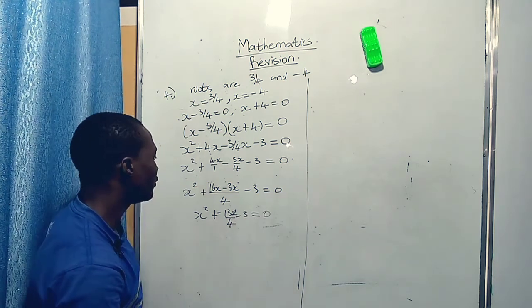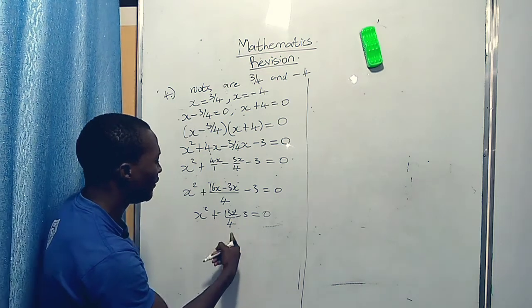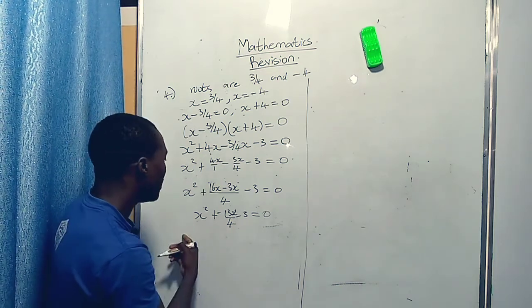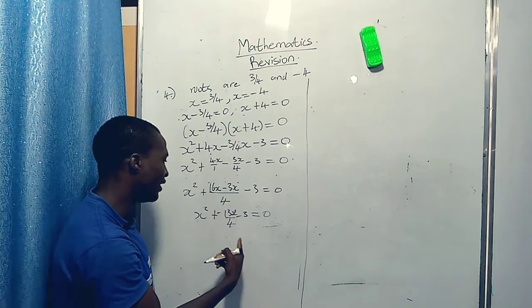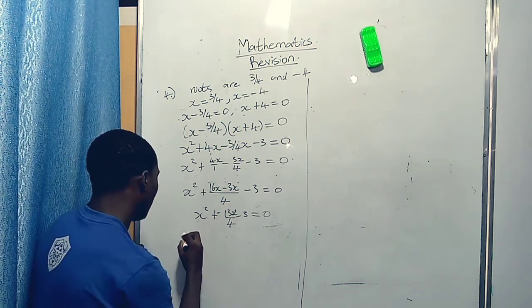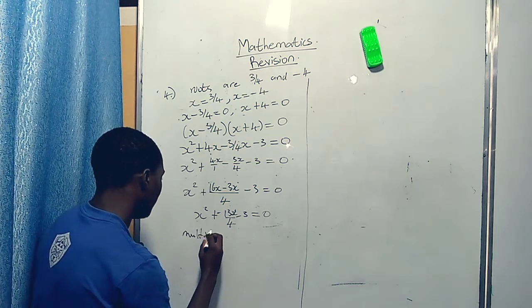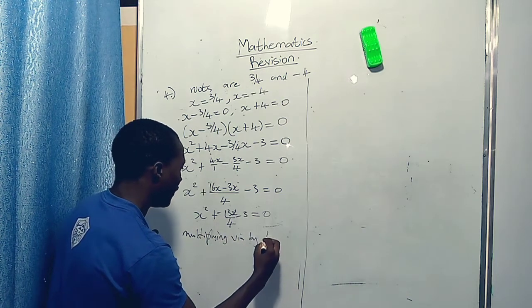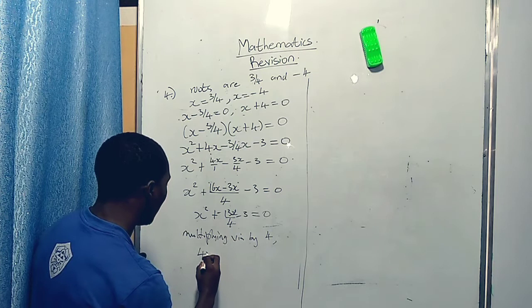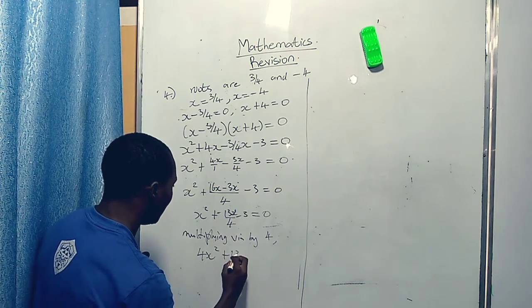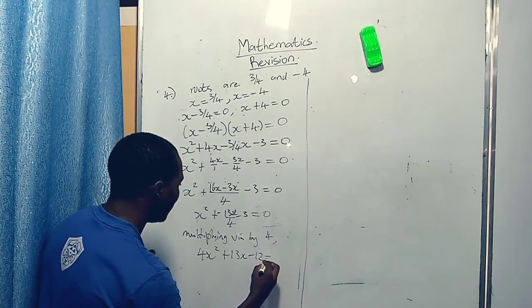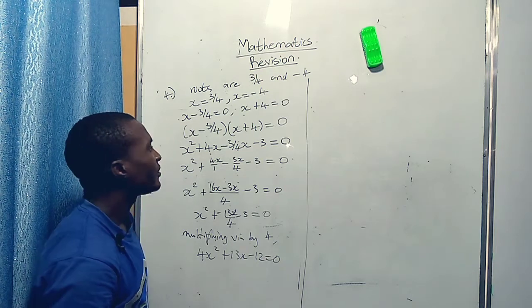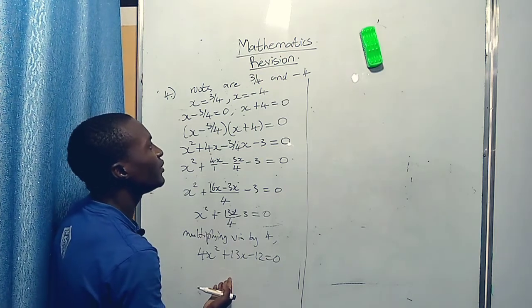Now, it is advisable not to leave your answers having fraction. So I can simply multiply through by 4 just to eliminate the denominator I have here. So multiplying here by 4, I'm going to have 4x squared plus 13x minus 12 equal to 0. And this is one way of solving these equations.